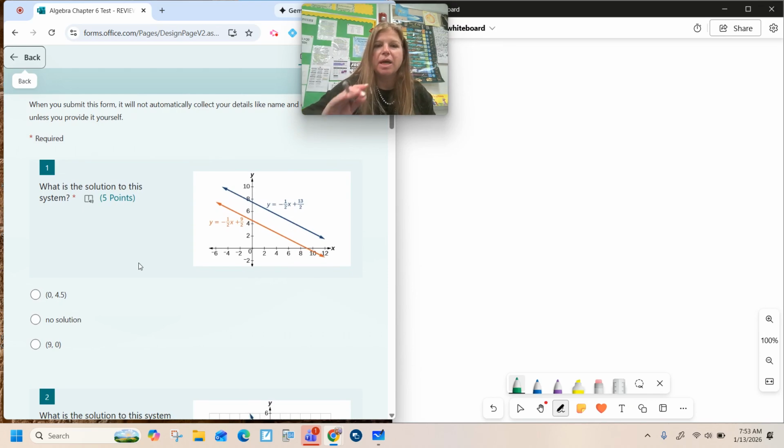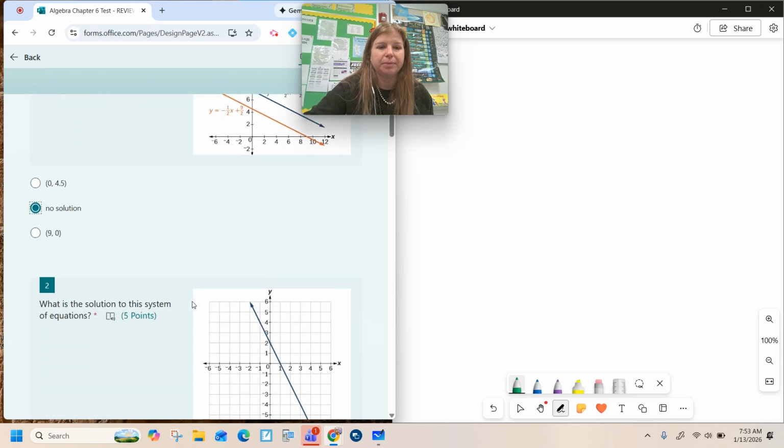We need to remember that when you have equations of lines that are parallel to each other, third grade, right? Parallel lines never intersect. So if I see a set of parallel lines, immediately I know there's no solution. The intersection is where the solution is. Parallel lines don't intersect, so simply no solution.